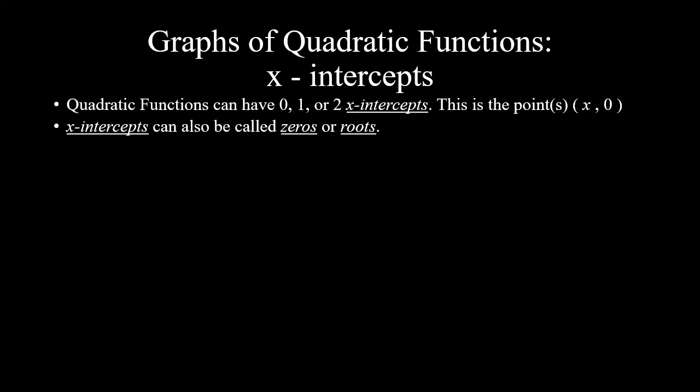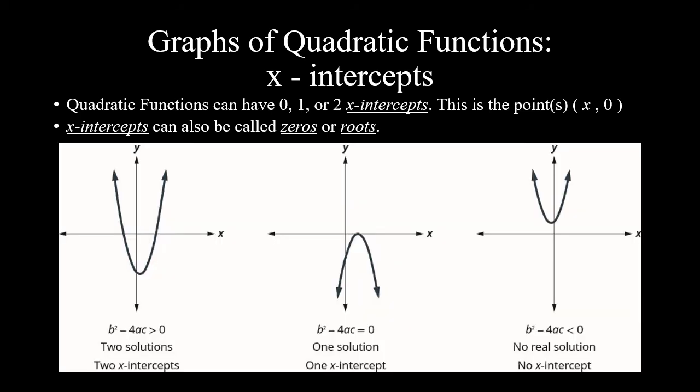X-intercepts can also be called zeros or roots. You'll hear them referred to that way in our book when mathematicians talk about them. So x-intercepts of quadratic functions can also be referred to as zeros or roots. When you hear any of those terms, it means the x-intercept of a quadratic function. So let's look at each case.